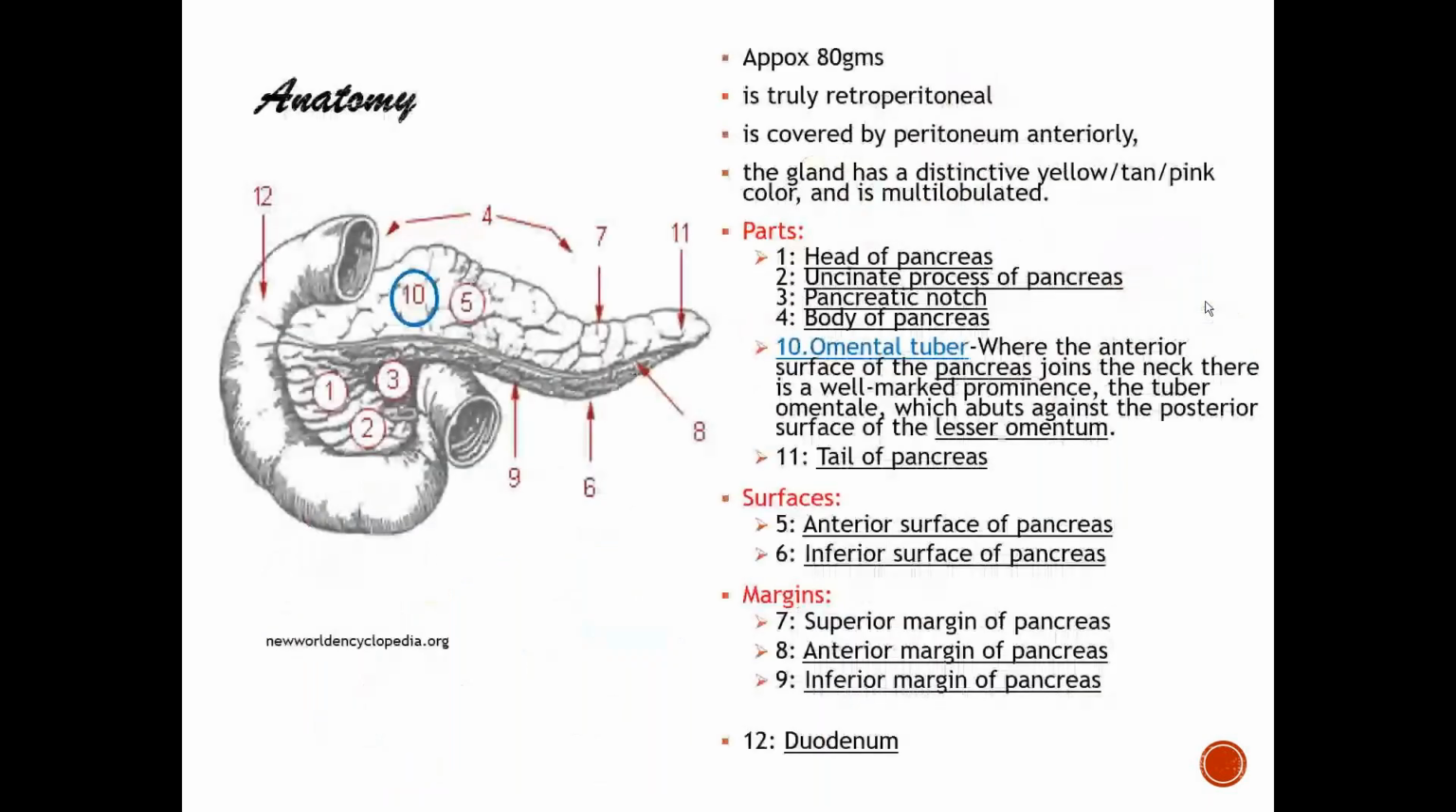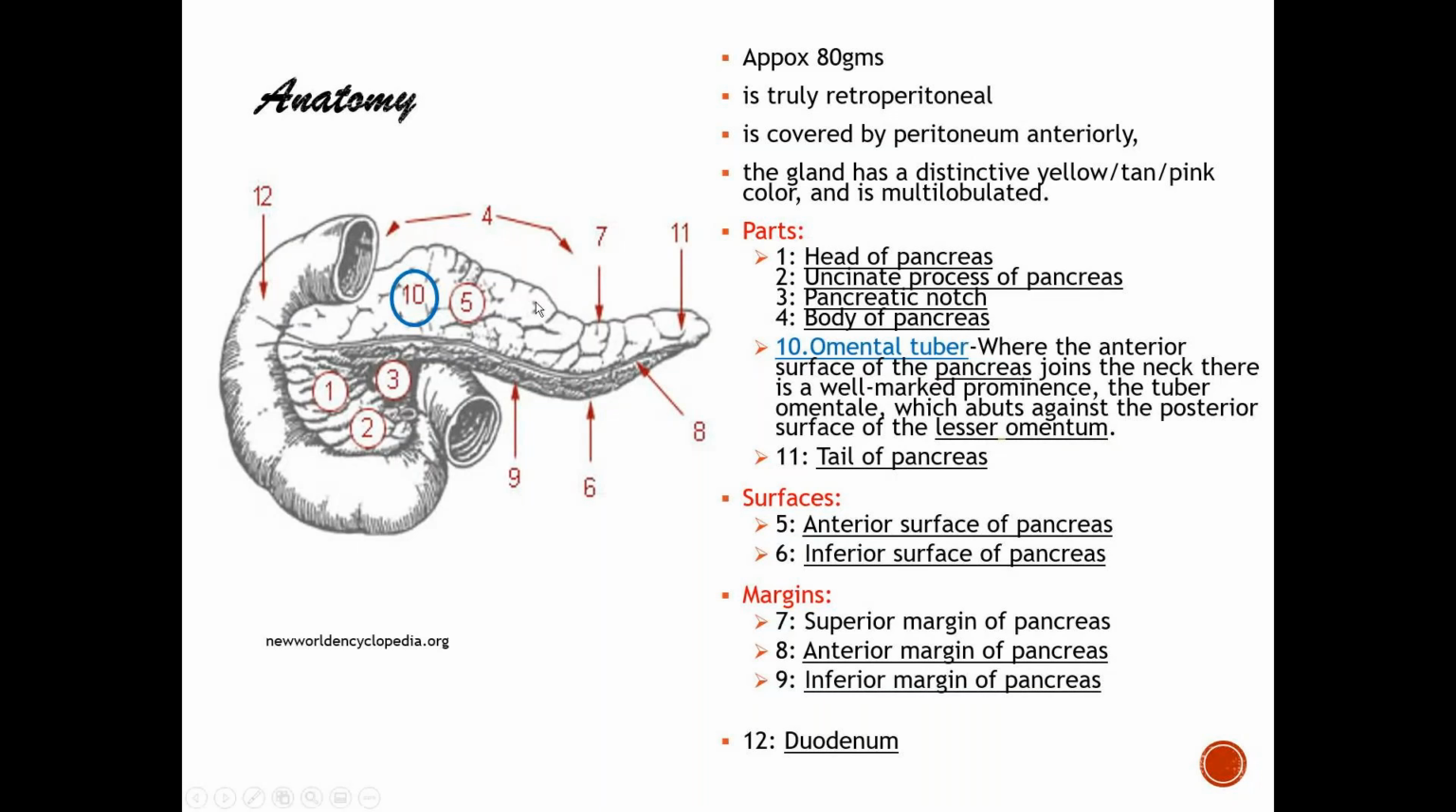Now, if you look at the anatomy of the pancreas, it's approximately 80 grams, and it's one of the truly retroperitoneal organs. It's got peritoneum only on its anterior surface. It has got a distinctive yellow, tan, or pink color and is multilobulated. That's how it looks.